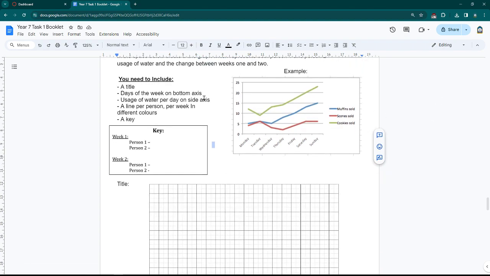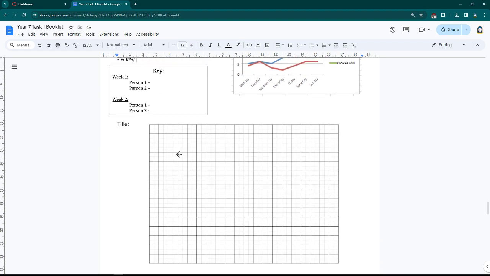So in our line graph, we have to make sure that we include these elements. We need a title, days of the week going along the bottom axis, our usage of water per day coming up the side. We need to have one line per person per week. So that means week 1, person 1, 2, and week 2, person 1, 2. So this will be its own color. This will be a separate one. This will be a different color from the first one, and then this will also be different. So we're going to have 4 different colors. And then we're going to include this key so that when we're looking at our graph, I can see exactly where the data sort of lies.